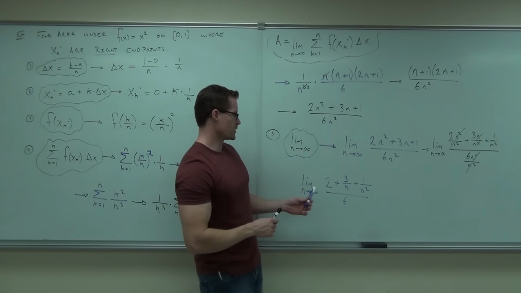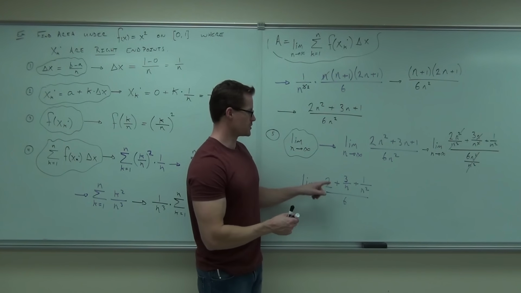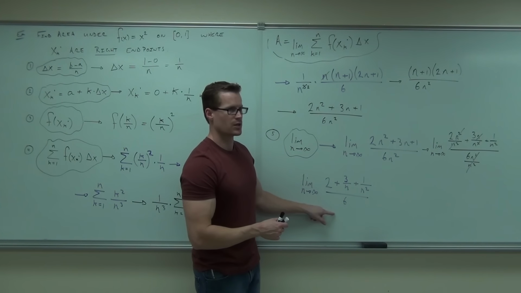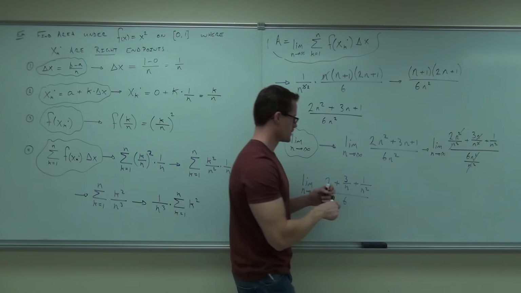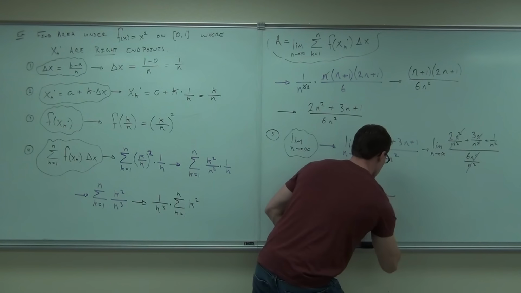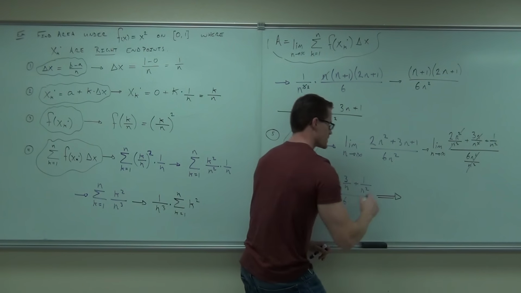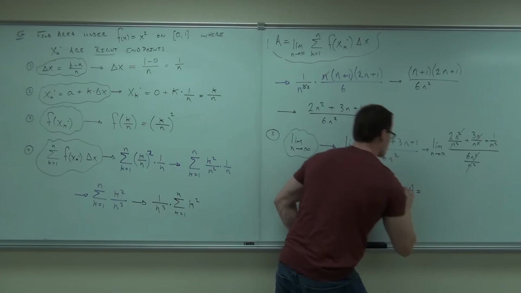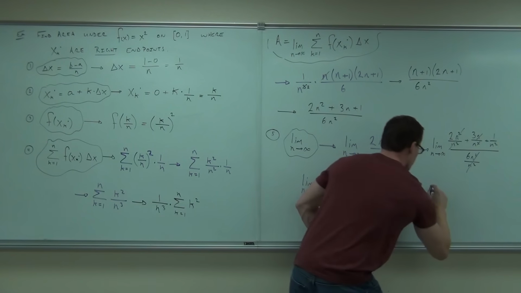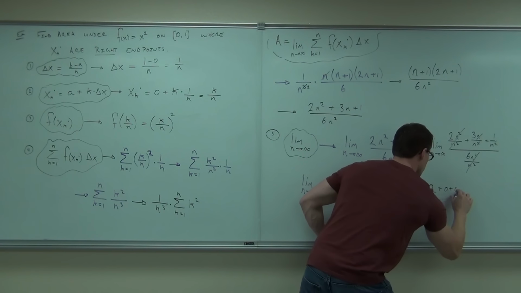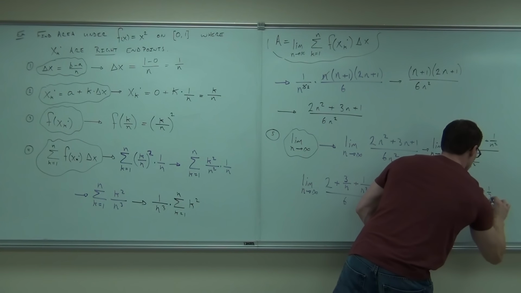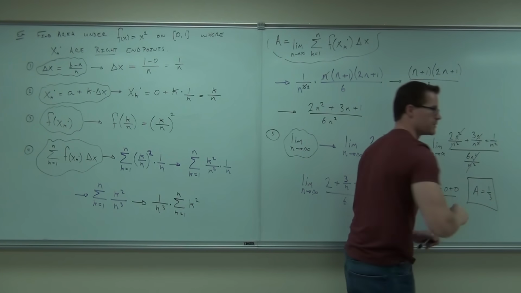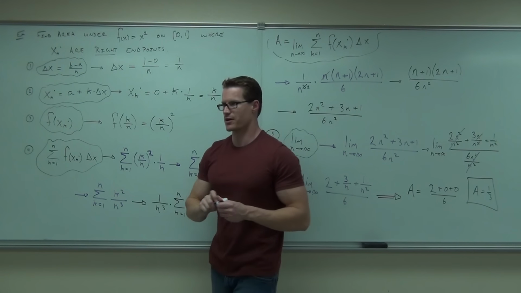Tell me what happens when you let n go to infinity. Does the 2 change? Does the 6 change? What does this become? 0 and 0. Perfect. That means the area, because that's our definition for an area, is 2 plus 0 over 6, or in other words, the area is 1/3. And that's how you can find the area under a curve.